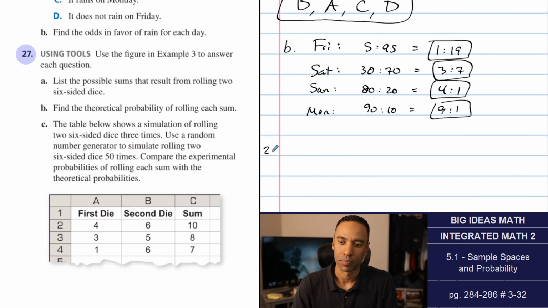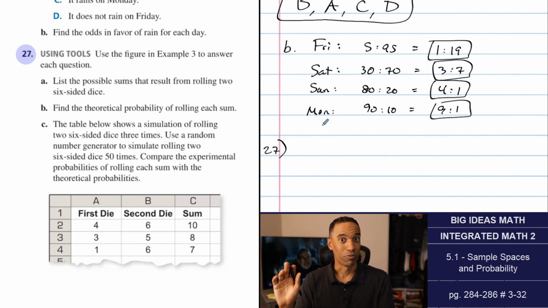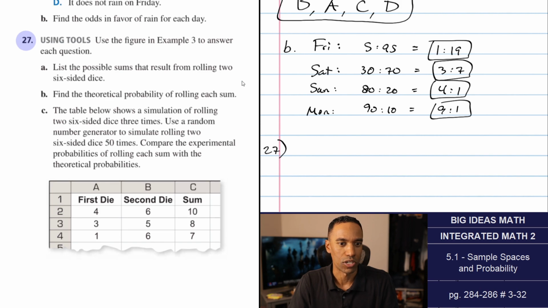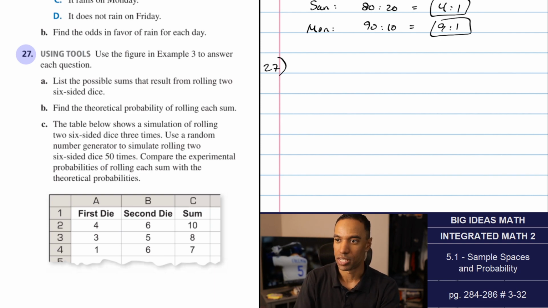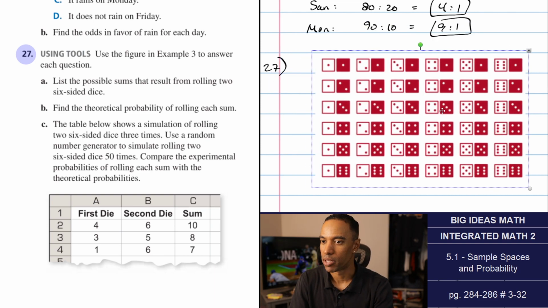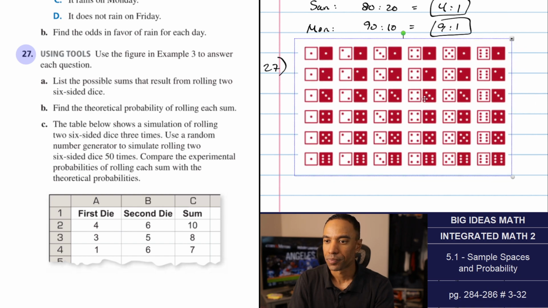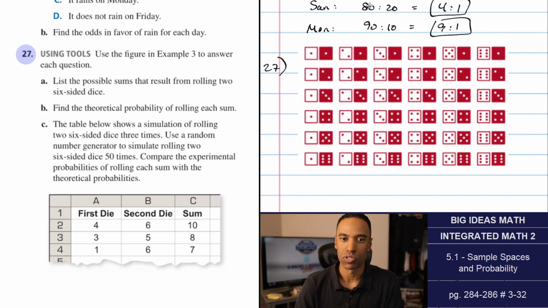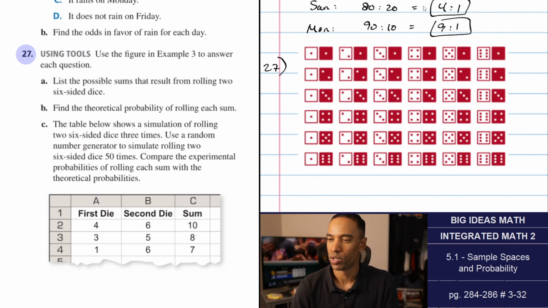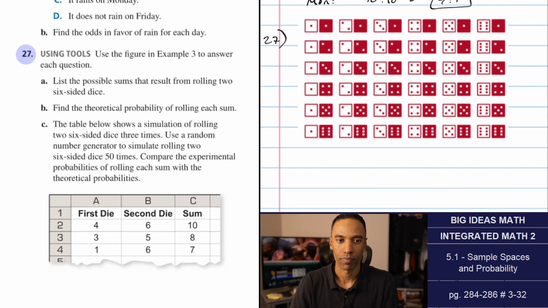Number 27. Probably no proofs or graphs, which is good. Use the figure in example 3 to answer each question. I have to find example 3. I think it's the dice thing, so we used that last time. Okay, I went back and it was indeed example 3, so I just copied it. I'm pasting it in. List the possible sums that result from rolling 2 6-sided dice.